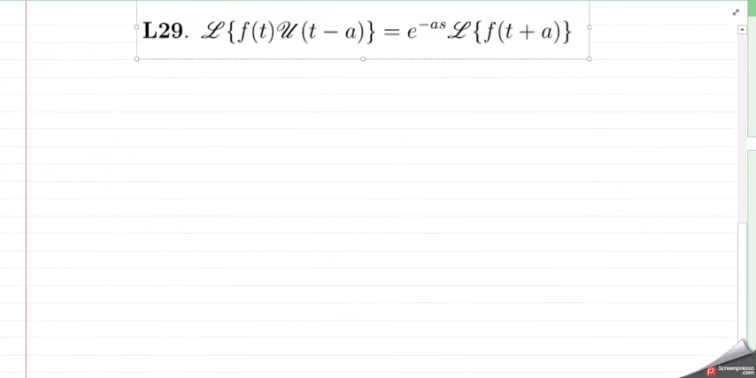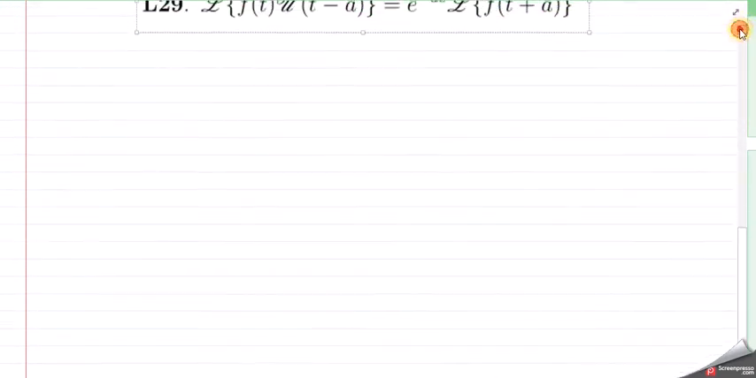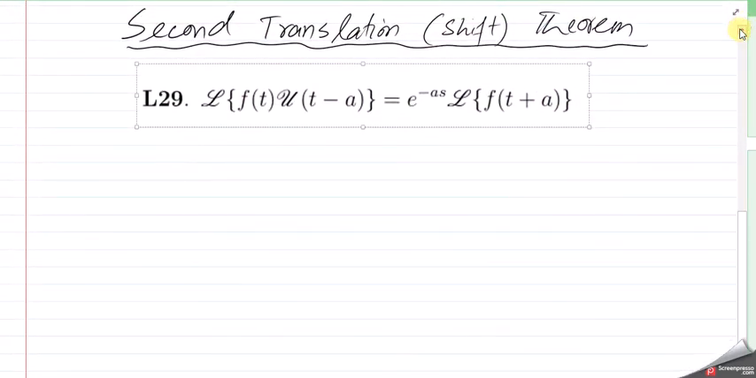So what we do is, as you can see, there are two things on the left hand side. Just like in our first translation theorem, there is a function and there is u of t minus a. This u of t minus a tells me that I have to use the second translation theorem. u of t minus a contributes e to the power minus as, and we take Laplace of f of t and then shift it by a, plus a. So actually we are going to write it like this.